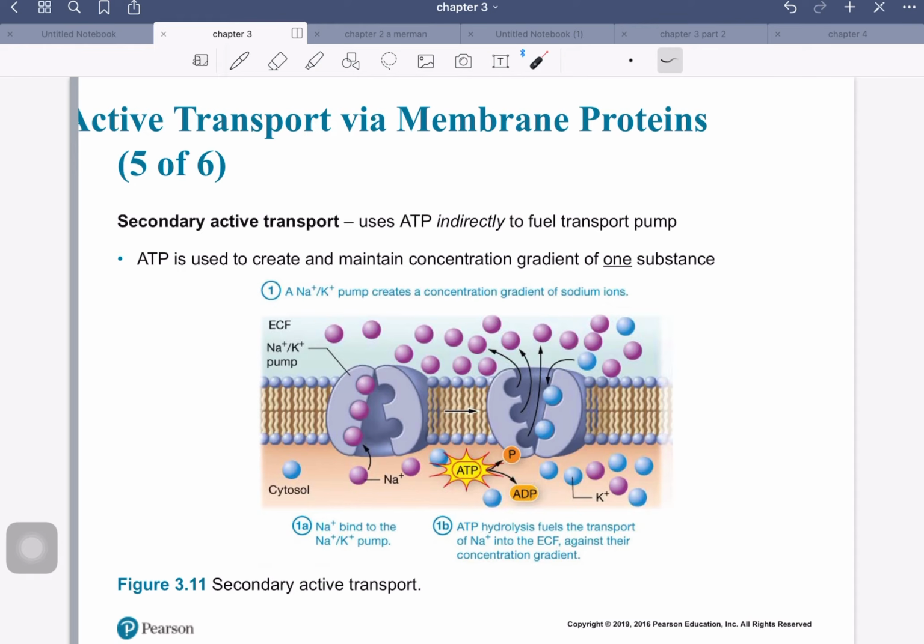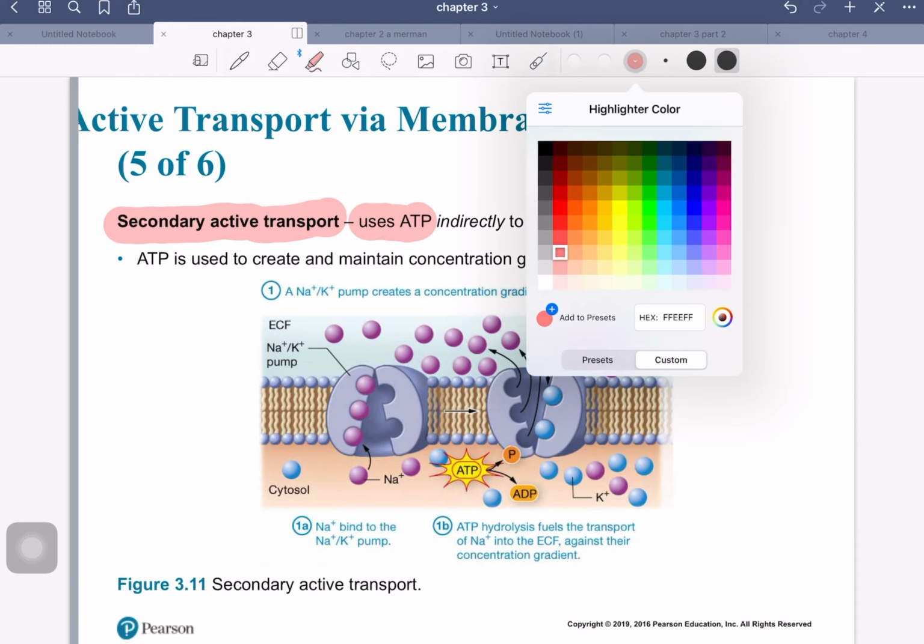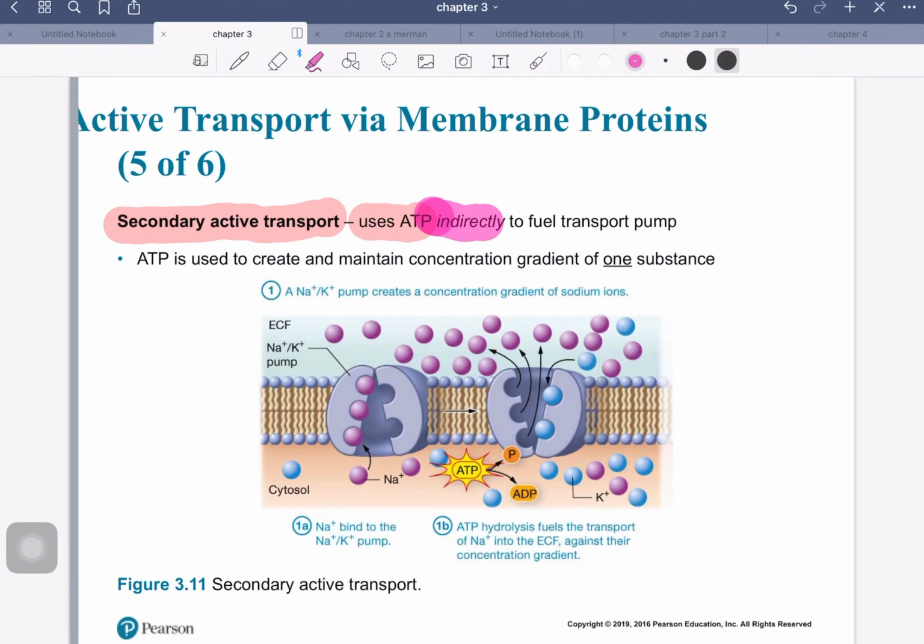Now let's talk about secondary active transport. A lot of people struggle with this concept, but what secondary active transport is, is that in secondary active transport, we use ATP, and here's the key word, I'm going to change colors even for it, we use ATP indirectly, all right, to fuel transport via the pump.